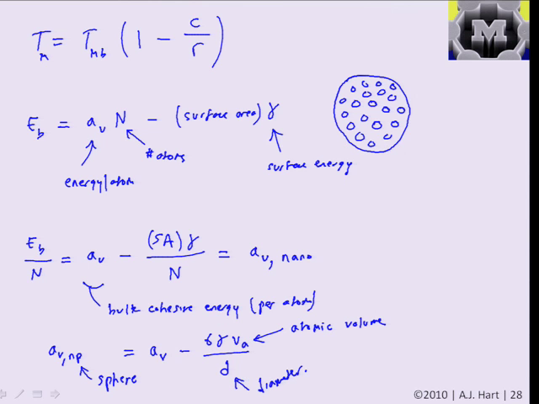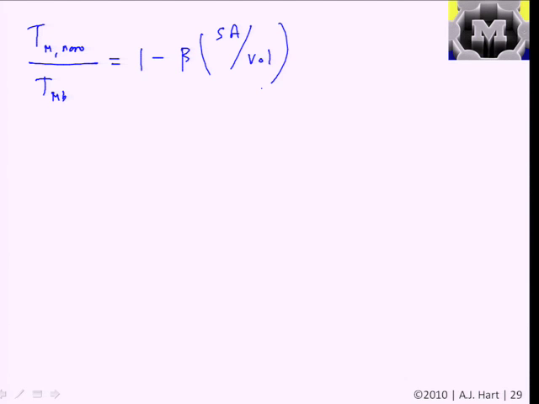And by this approach, the details of how I get to what I'm going to write next aren't important for us, but we could get, for example, that the ratio of the melting point of the nanostructure divided by the bulk melting point is equal to 1 minus some parameter beta times the surface area to volume ratio. And this beta will depend on the material properties.